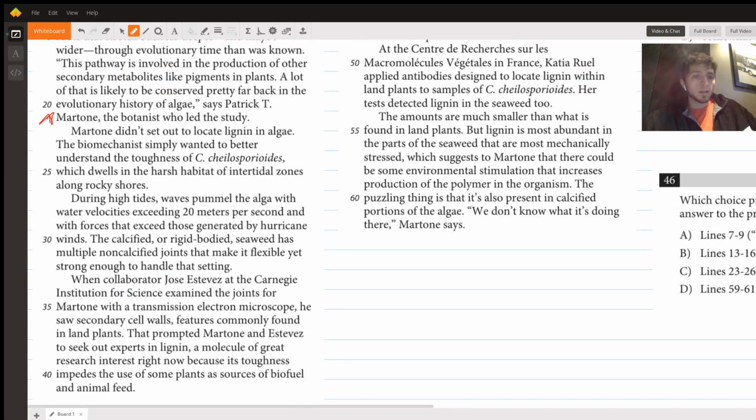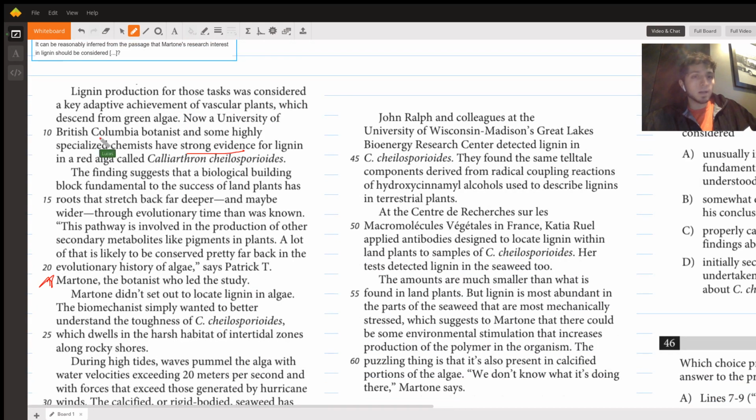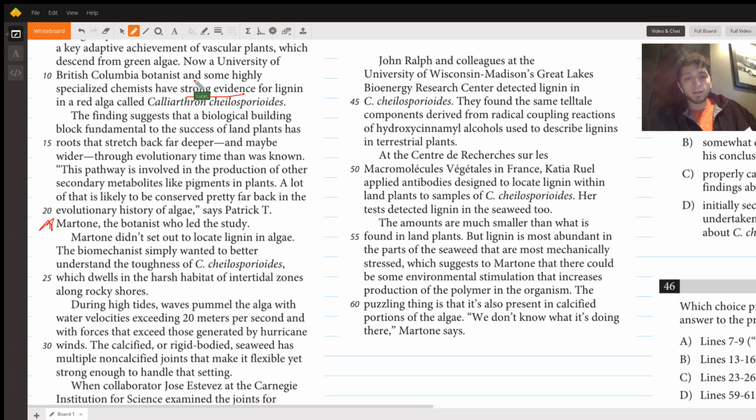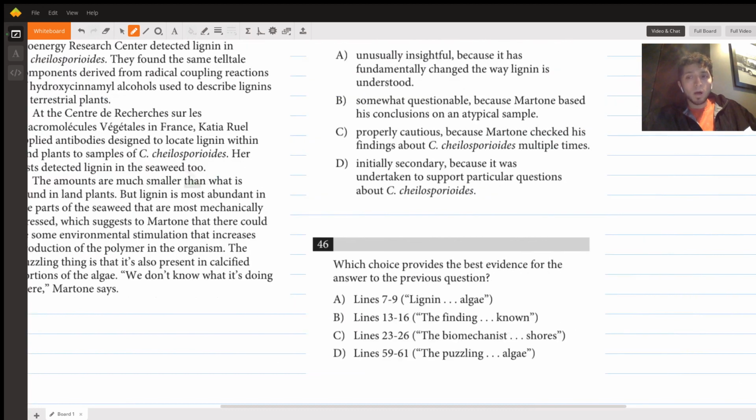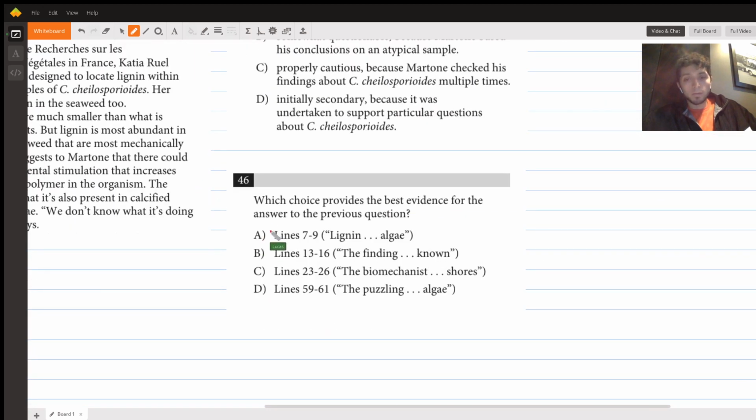So first we can look at 7 and 9. 7 and 9 says, lignin production for those tasks was considered a key adaptive advantage of vascular plants which descend from green algae. So first and foremost, nothing to do with Martone, nothing to do with his research interest. Two, it violates the two rules that we just mentioned. It comes before the text that the previous question mentioned, and it comes before the mention of Martone in general. So I feel pretty confident getting rid of this one.